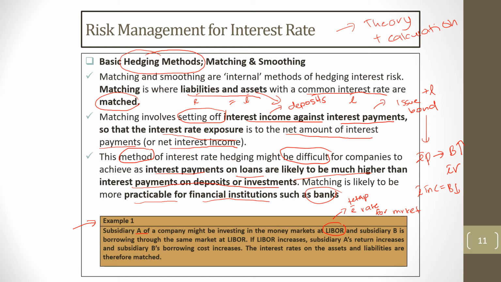And subsidiary B is borrowing through the same market at LIBOR. So if LIBOR increases, subsidiary A return increases, subsidiary B borrowing cost increases. So the interest rate on the asset and liabilities therefore are matched. Sama lah sebab dua-dua follow on the LIBOR. So bila LIBOR, when the market is increased, so anything the interest rate also will be increased.